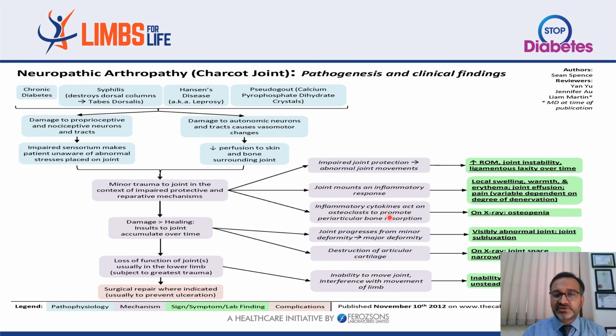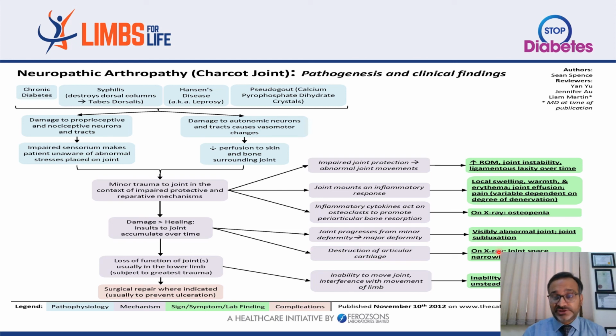Inflammatory cytokines act on the osteoclasts to promote periarticular bone resorption, right? So it will eventually lead to osteopenia. Osteoclastic activity is increased, so it will lead to osteopenia. Now, further progressing in the disease, the damage is more than the healing, as already told. Insult to the joints accumulates over time, so eventually the joint progresses from a minor deformity to a major deformity. Visible changes include subluxation of the joint, then destruction of the articular cartilage.